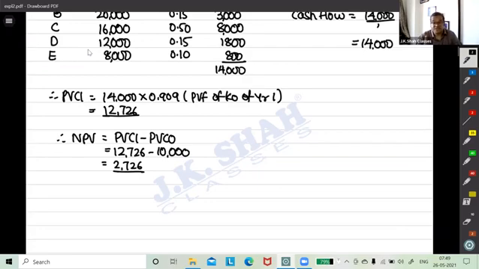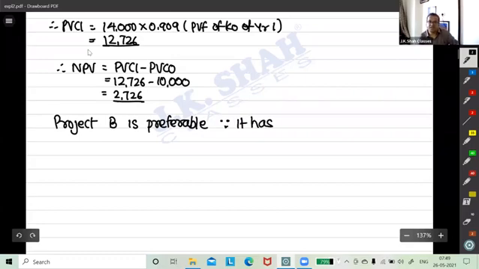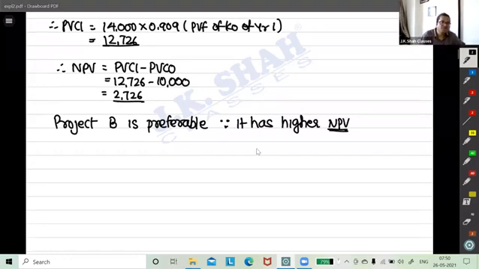And we are asked very specifically, right? Which project is preferable? So we have to write that. Project B is preferable since it has a higher NPV. Correct. That is our only reason to prefer a project. Yes, we got it now. 2,726.